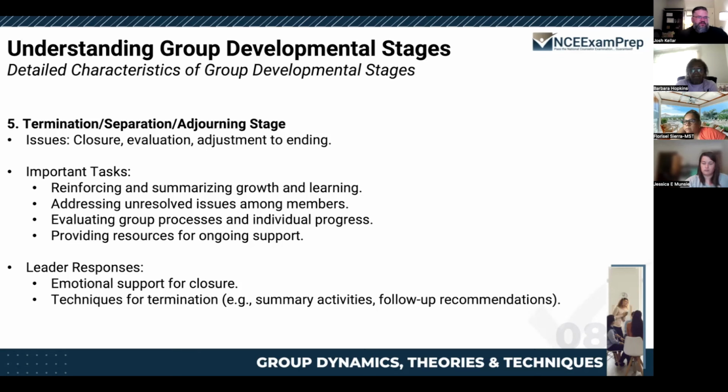The leader's responses here are to provide emotional support for closure, and then to facilitate different techniques for termination. So whatever that might involve, and again, that's going to be dependent on the counseling theory that's being used for the group, but summary activities, and then also follow-up recommendations.